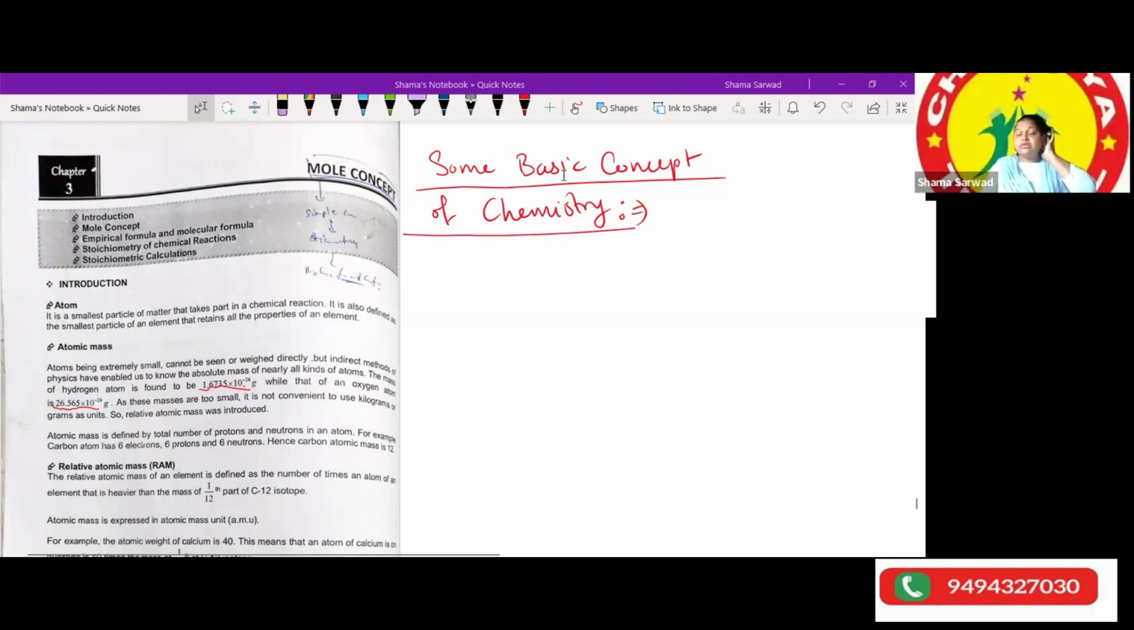So we are going to learn about the atom, atomic mass, relative atomic mass, and what is the reference standard to find out the relative atomic mass. What is the molecular mass? What is the formula unit mass? How do we have to calculate it? That calculation part. Then what is Avogadro's number? What is the mole? What is 1 mole? Gram atomic mass, gram molecular mass, all these things we have to see in this chapter.